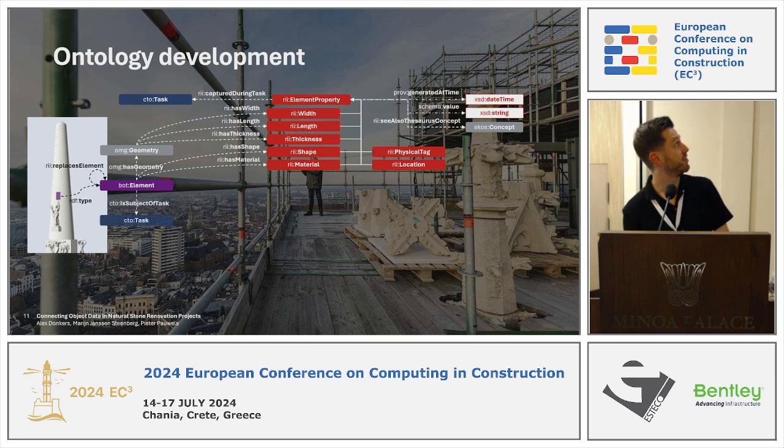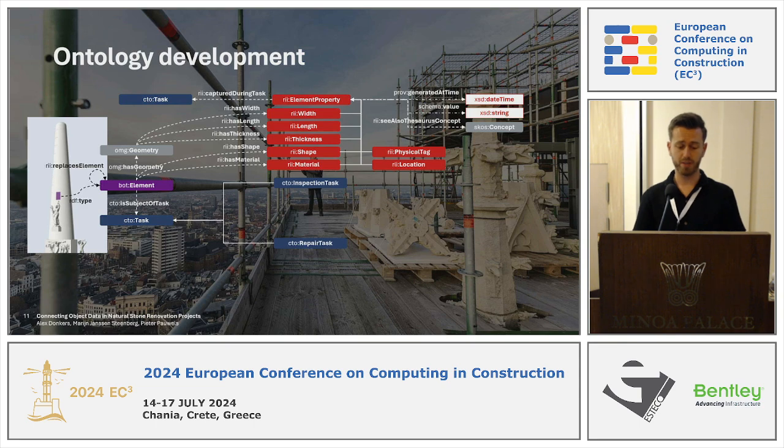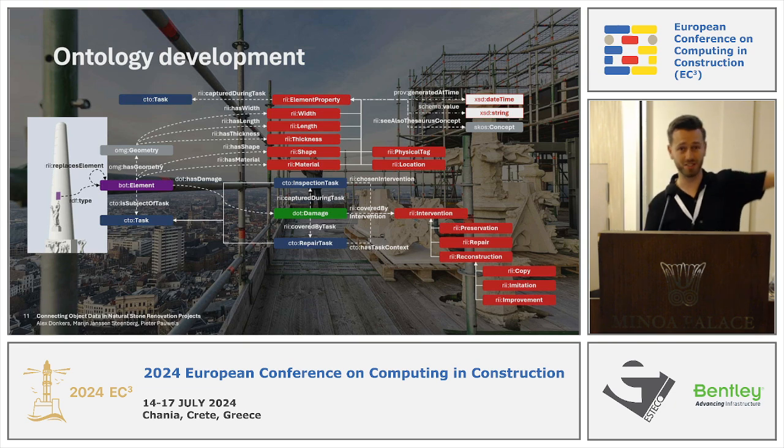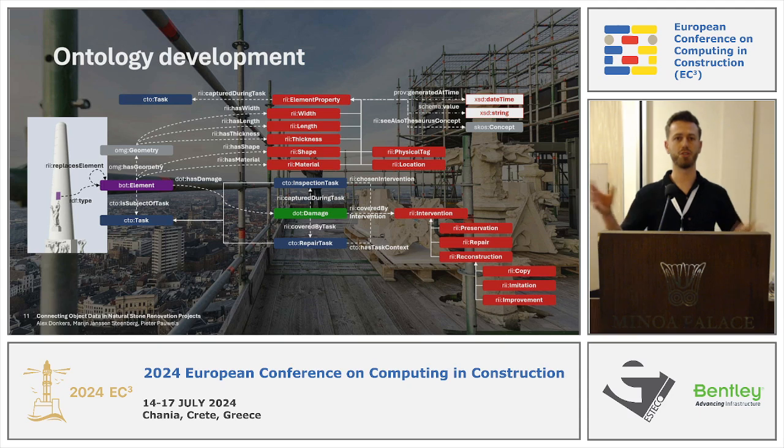Then elements are subject to tasks, two specifically, inspection tasks and repair tasks, and they can have damages. These damages are captured during the inspection task, and we try to repair the damage in the repair task. These actions are called interventions. And there's a large subtree of interventions that we created based on all these guidelines that exist. So they have to do interventions that are either preservation or repair or reconstruction, etc. That's how they name these things.